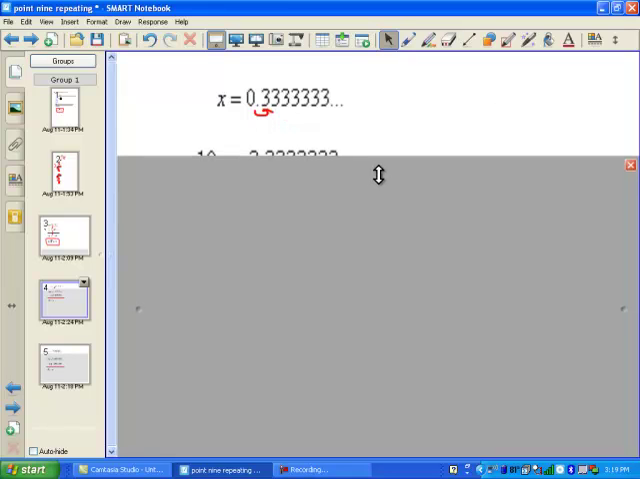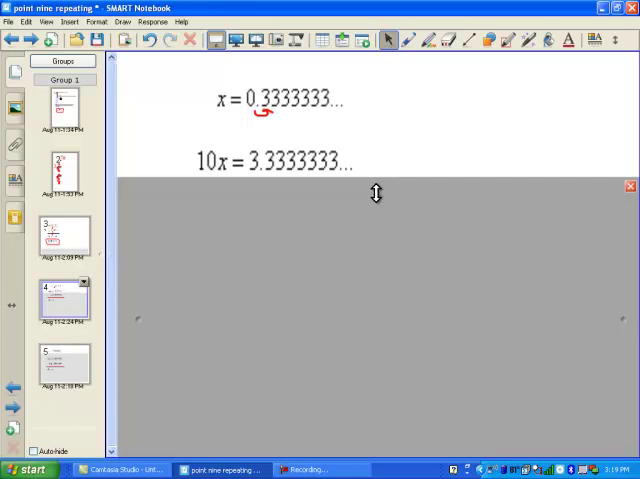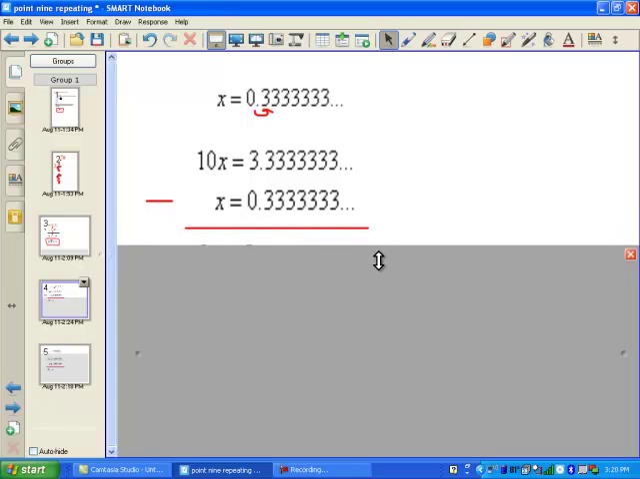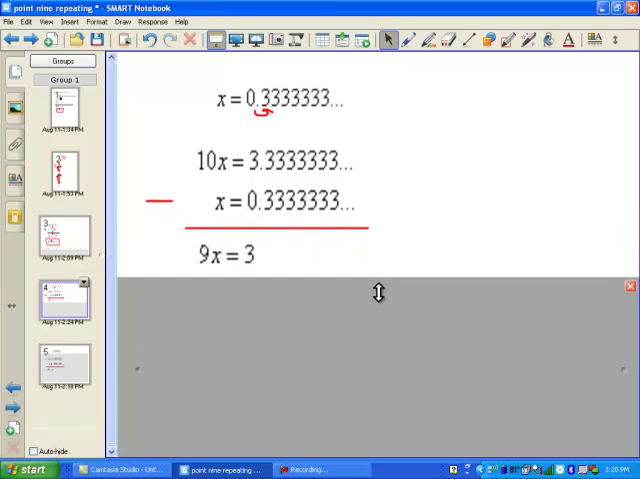So here's what we're going to do. We're going to say 10x is 3.33333 repeating infinitely. All those 3's are still tucked in on the back. And now let's just rewrite our number x below here. x equals 0.33333 repeating infinitely. I'd like to apply now a property of equality, the subtraction property of equality. Let's subtract these two expressions, one from the other. 10x minus x is 9x, isn't it?